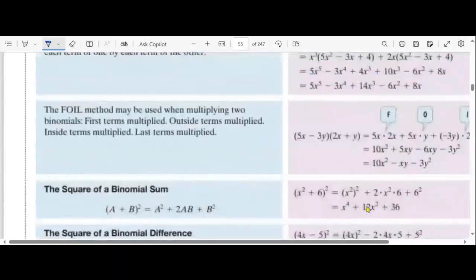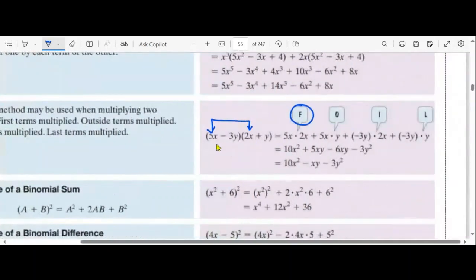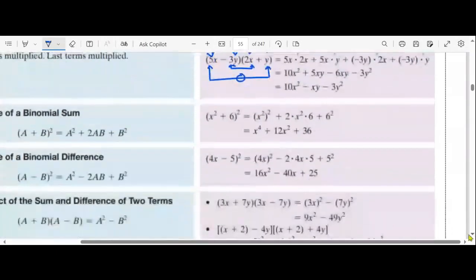Yes. We have the FOIL method. You do the first. So take the first times the first. And then we have the outer. Which one is the outer? The one outside. That's called outer. Is this clear? And then we have the inner. Where is the inner? This one is the inner. And then the last. Where is the last? This is the last. Is this clear? So this is only multiplication.